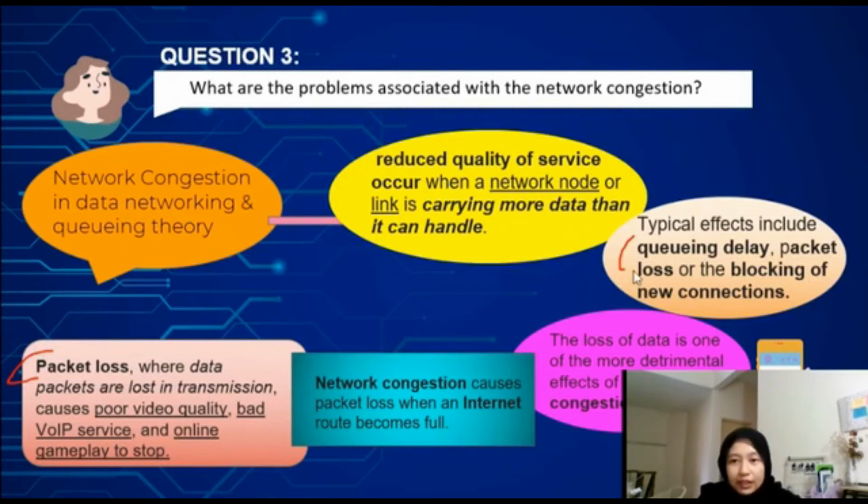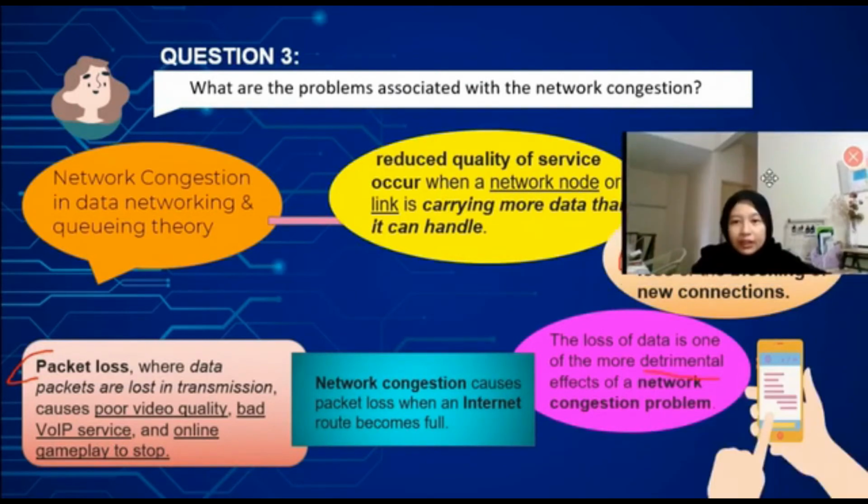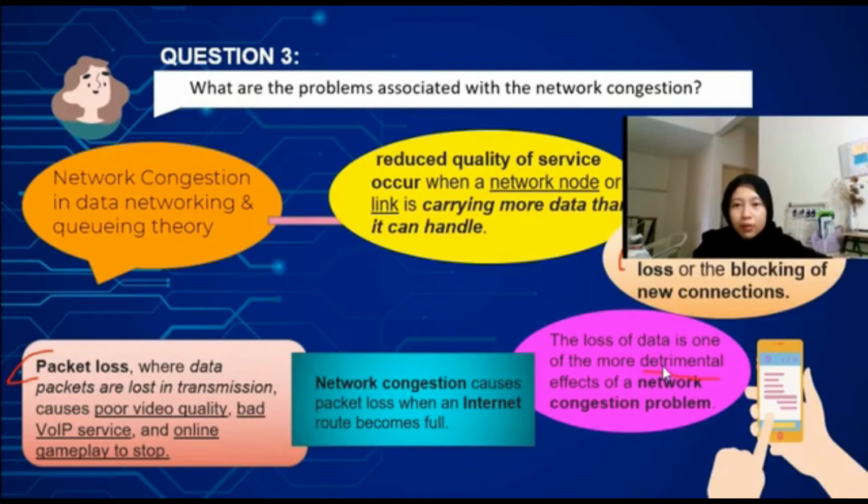Typical effects include queuing delay, packet loss, or the blocking of new connections. The loss of data is one of the more detrimental effects, which is the harmful thing about a network congestion problem. Network congestion causes packet loss when an internet route becomes full.